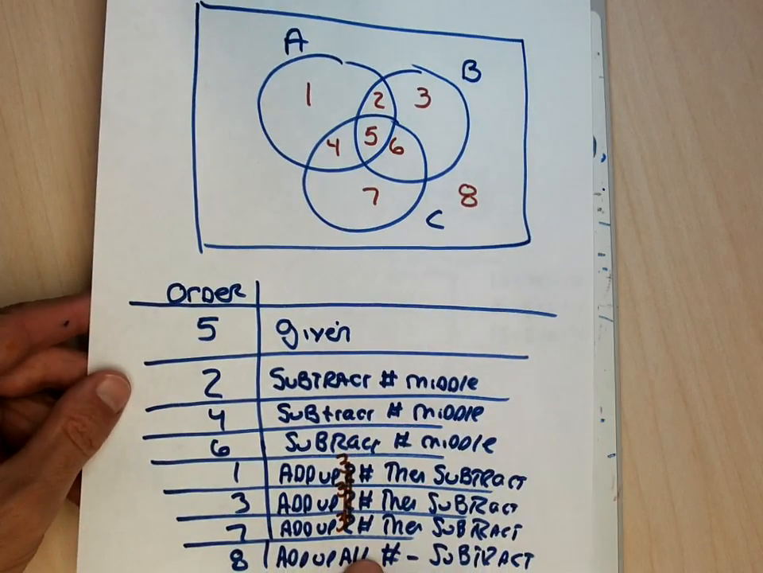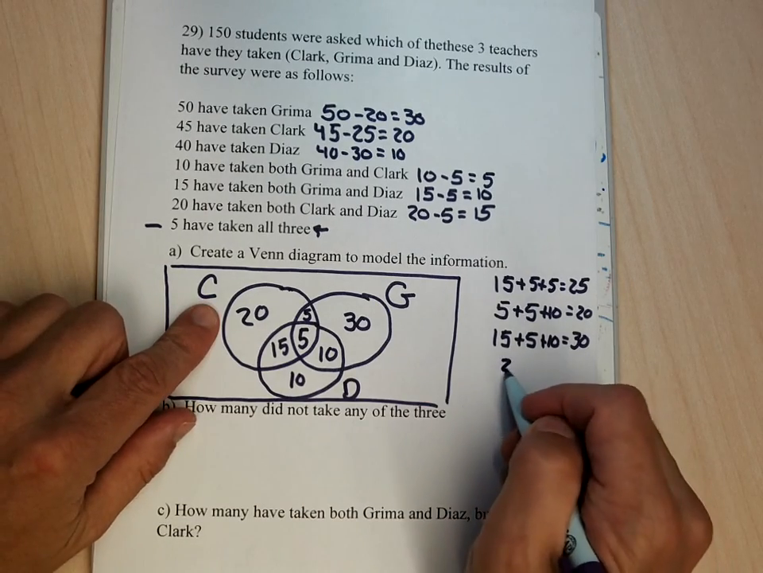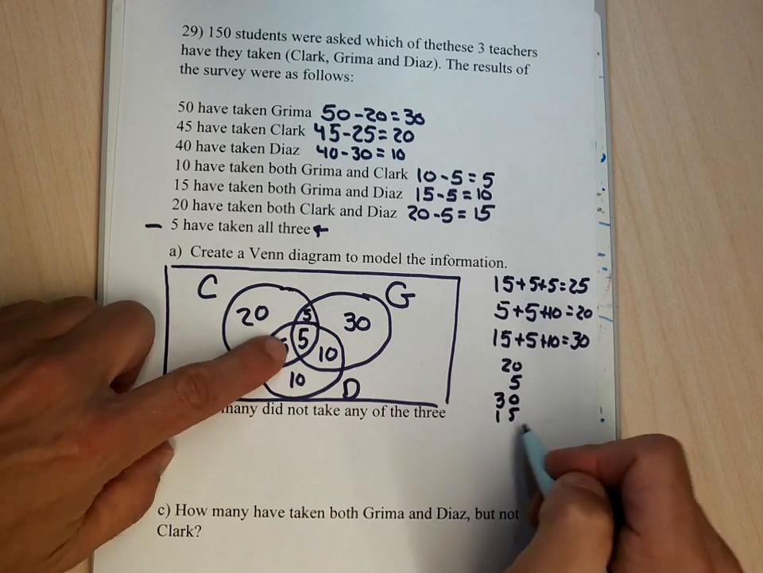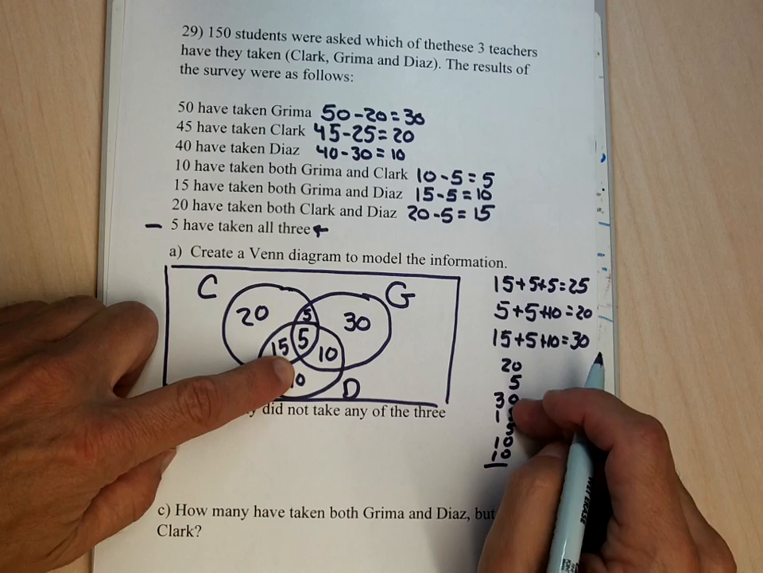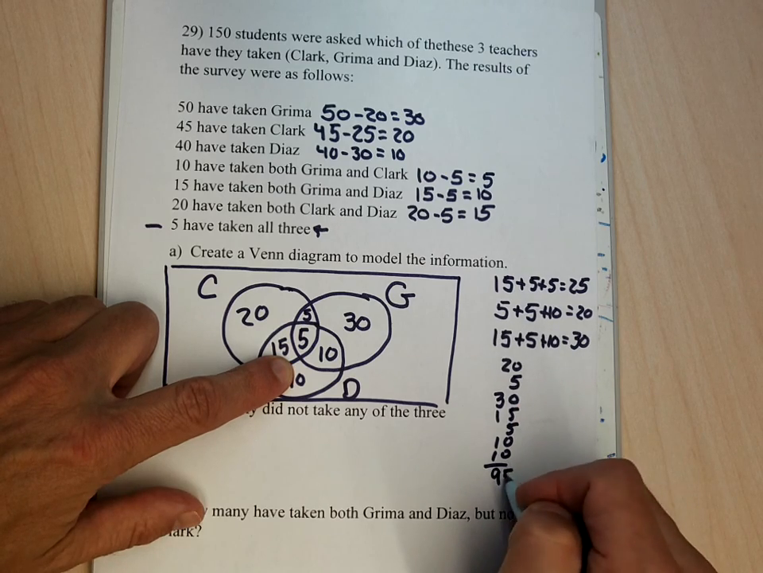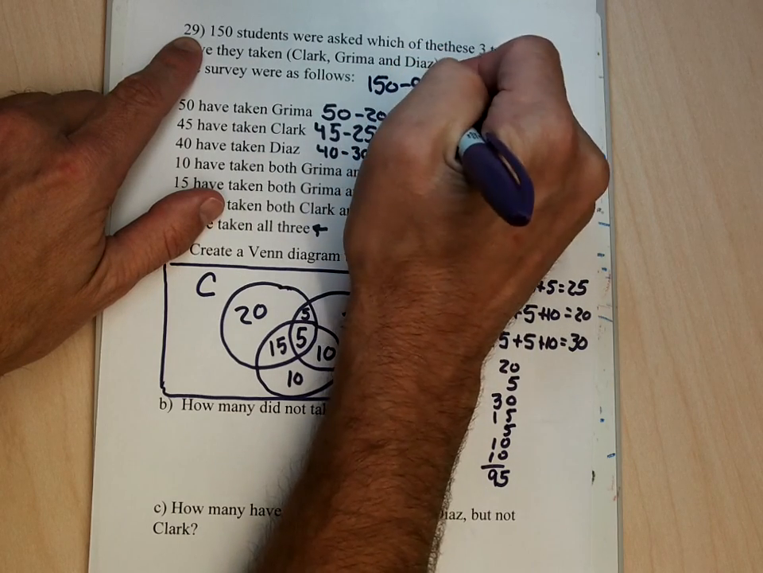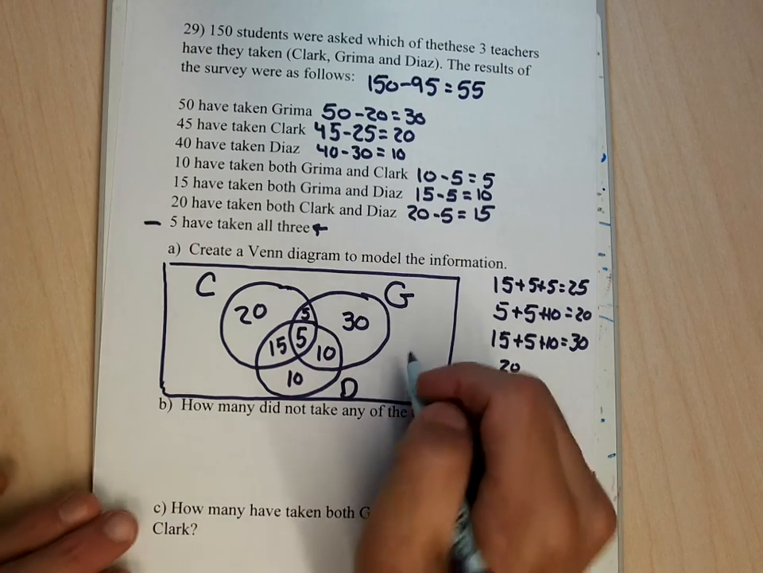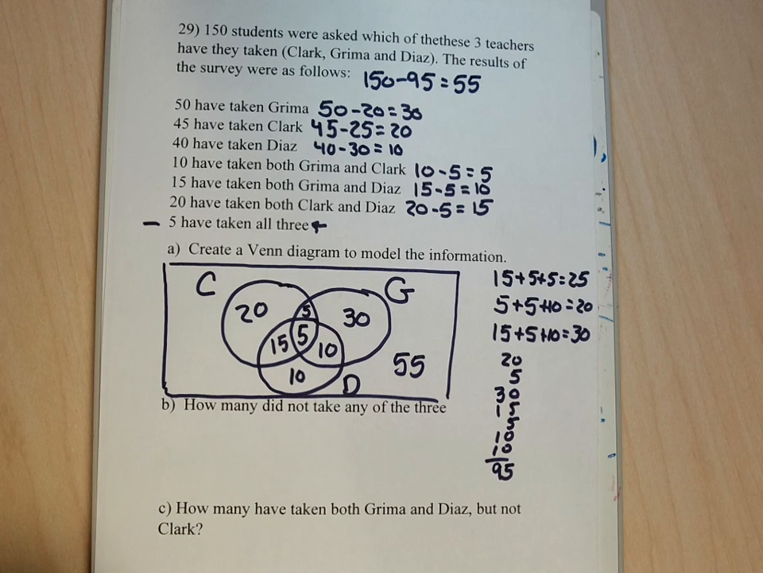Lastly, I need to do region 8. I add up all the numbers and then subtract from the total. So now I need to add up these 20, 5, 30, 15, 5, 10, and 10. Oh gosh, 50, 70. I think this adds up to 95. And I'm going to take the total of 150 and subtract it from that 95. And that will give me the number that goes in region 8, which is outside the circles. And I get 55 for that. So that's everything I need for question part A of 29.